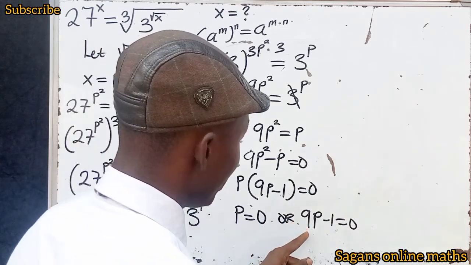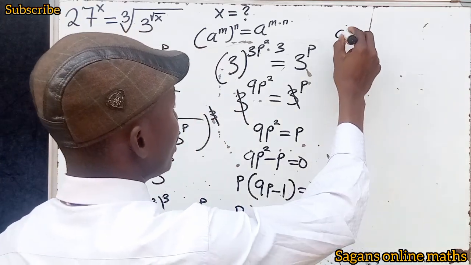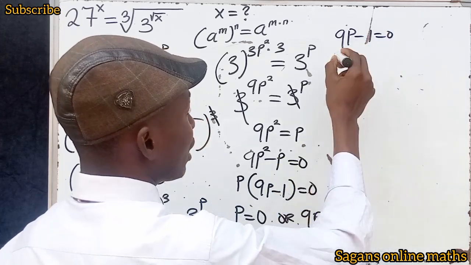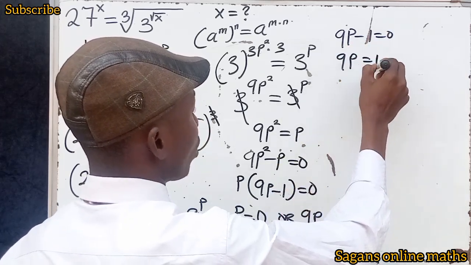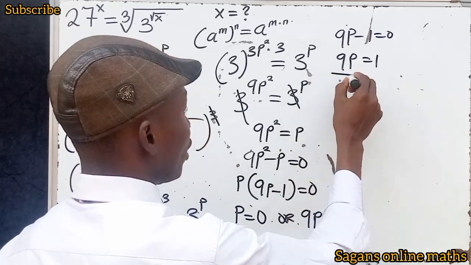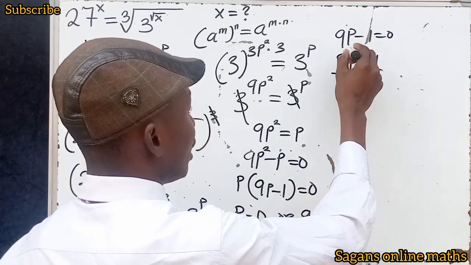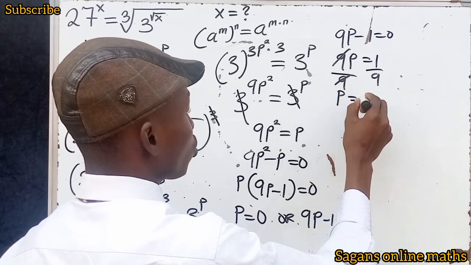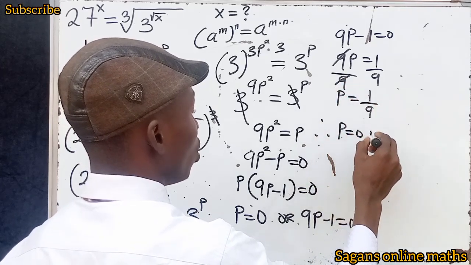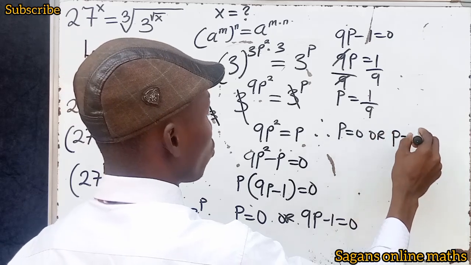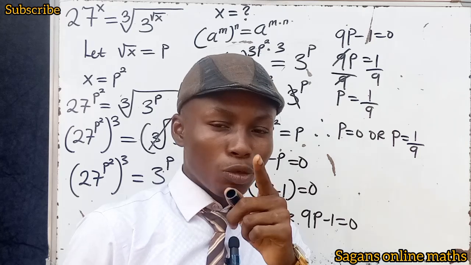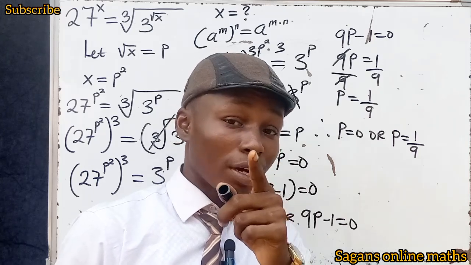Now we know that p is 0 in one case. Let's solve for p here. So 9p minus 1 is equal to 0. By adding 1 to both sides, 9p will be equal to 1. For us to have p, we have to divide both sides by 9. So if we divide here by 9 and here by 9, they cancel out, then p is equal to 1 over 9. Therefore, p is equal to 0, or p is equal to 1 over 9. But note, we are not asked to solve for p. We are asked, what is the value of x?